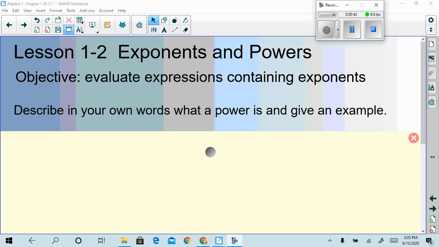But before we do, I want you to take a moment and in your notebook, describe in your own words what a power is and give an example. In our live session today, we'll have a Zoom class later today, I believe it's during period 5, we will share some of those responses.